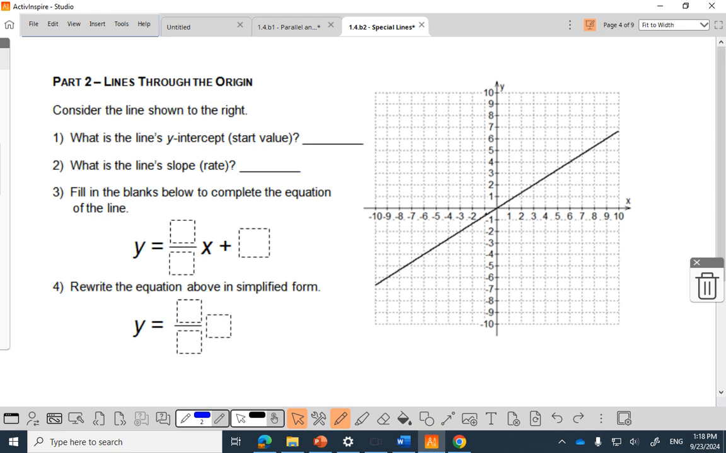Second part. Take a look at this line. Actually, this one's a little more familiar looking. It's just a regular looking line. But what's its y-intercept? Where does it start on the y-axis? At 0. That's not hard. It's just different and it might catch you off guard. How about the slope?